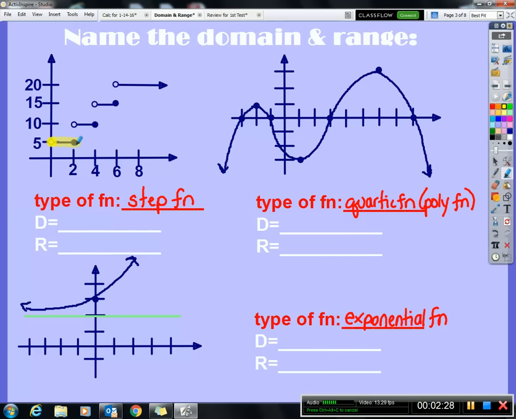Does that mean that I have a break in the domain? Not necessarily, because the next step picks up at 2 and goes continuously to 4. The next step picks up at 4 and goes continuously to 6. The last step goes from 6 and picks up continuously forever.